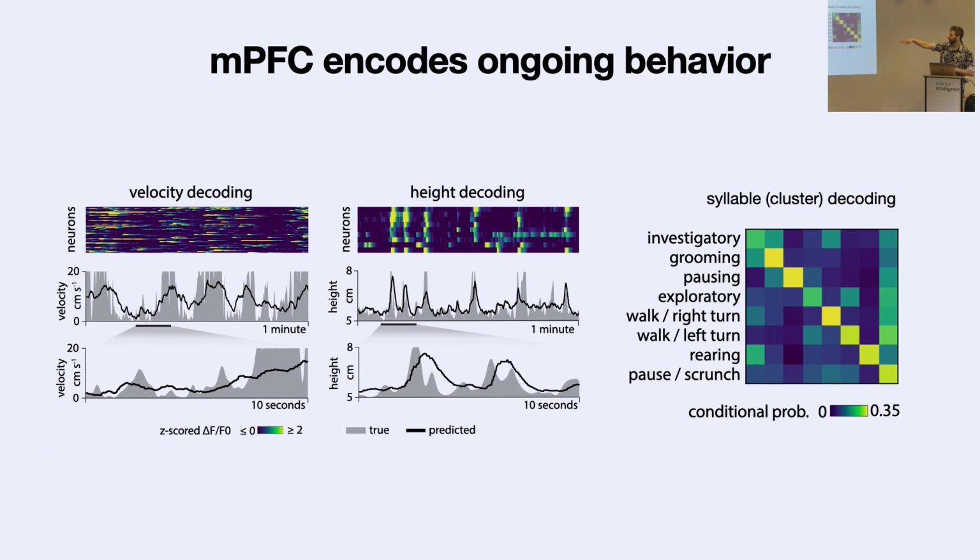The second row shows a zoomed in version of the top row, and you may notice that the neural dynamics are a bit slower than the behavioral dynamics, which is an observation I'll return to. You might also notice that the neural dynamics seem a bit delayed from the behavioral dynamics, which is another thing I'll return to. So these are just scalar representations of behavior. Similarly, if we look at syllables or groupings of syllables, you can decode those pretty well from the neural activity. So in general, you get a picture of what the mouse is doing just from looking in PFC.